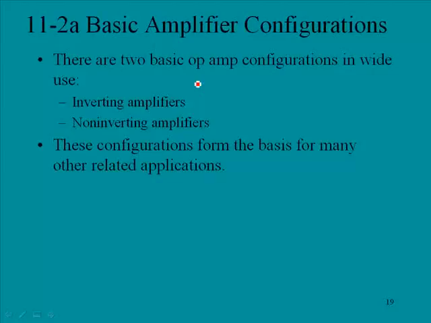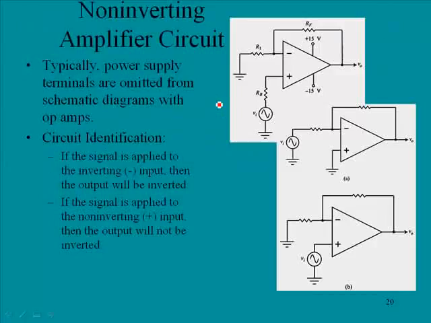We're in section 11.2 and we're looking at basic amplifier configurations. There are two basic OpAmp configurations in wide use. They are the inverting amplifier and the non-inverting amplifier. These configurations form the basis for many other related applications. Okay, first we're going to look at the non-inverting amplifier circuit.